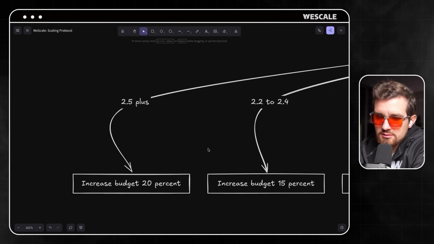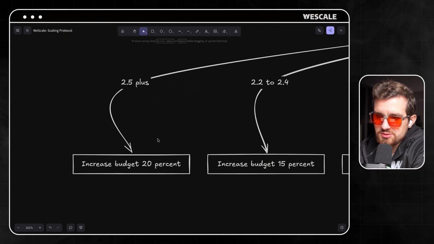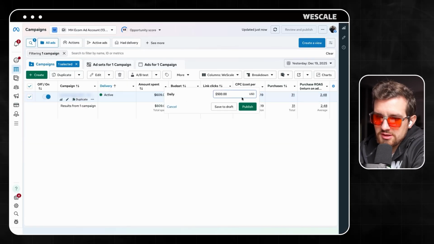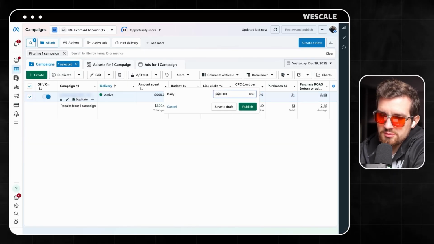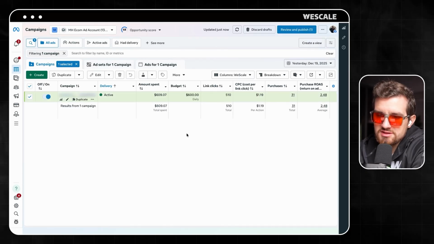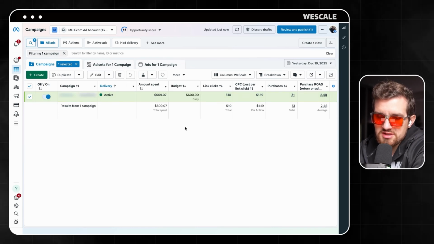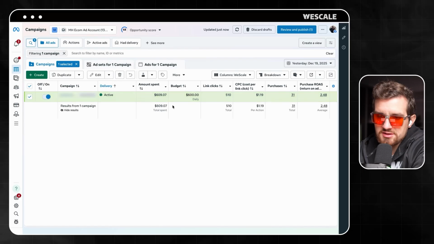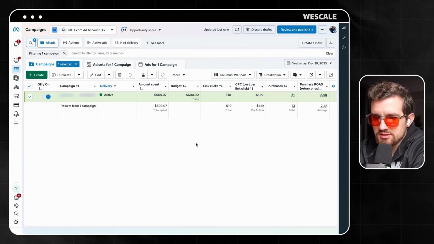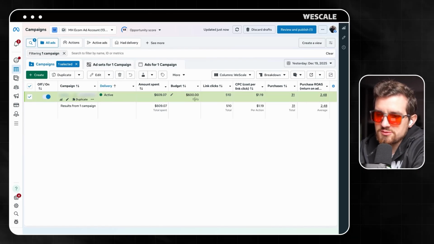So let's follow our rules. At a 2.5 plus, increase budget by 20%. So we would come in here and increase by 20%. The way I like to do this is I save them. If I have multiple ad sets that I'm going through, I just save it to draft and then I publish all of them at the same time. I like it because then it highlights it in green, so it's easy for me to tell which ones I've already done or not. So that's what the bump would look like.